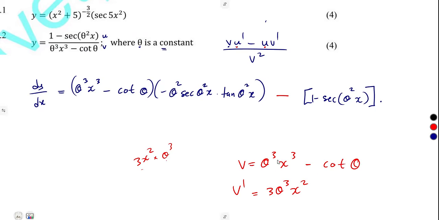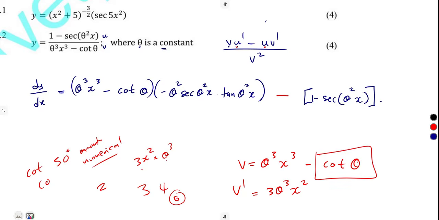So cot theta, remember theta is a constant. It's just like cot of 50 or cot of a certain value. It is going to give us a numerical value. And we know that the derivative of a numerical value, a 2, a 3, a 4, gives us a 0. So if you are to differentiate cot theta, because theta is a constant, you are going to obtain a 0, not x. This is not cot x. So if you check the memo, they made a mistake because they took it as cot x. It's cot theta. So that is going to give us a 0.